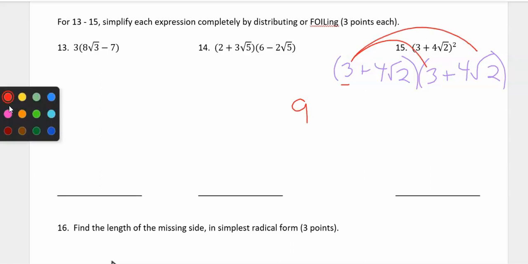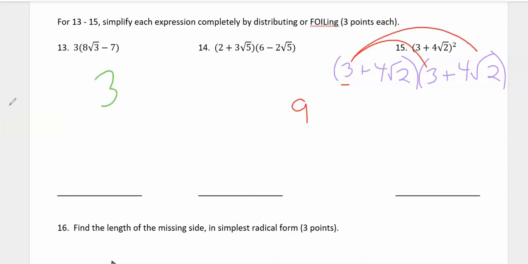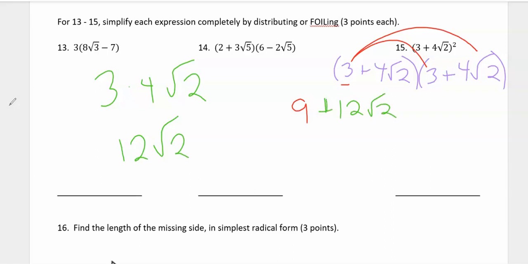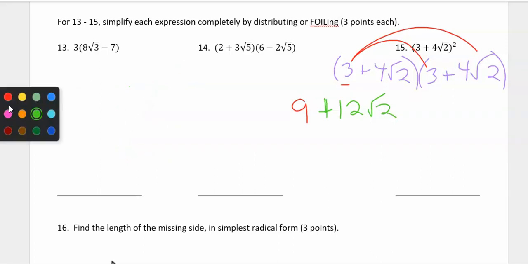Again, if that's a struggle for you, do that off to the side. 3 times 4 square root 2. You can multiply the plain numbers, that's 12. You can multiply radical numbers. So it's 12 square root 2. That is a plus.